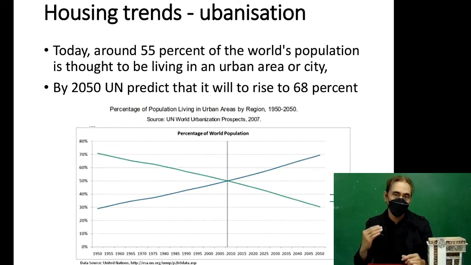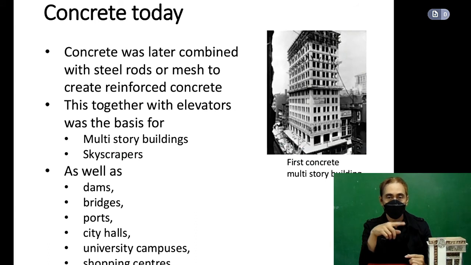Housing trends, urbanization. Today, around 55% of the world population is thought to be living in urban areas or cities. By 2050, the UN predicts that it will rise to 68%. So cities will become congested.